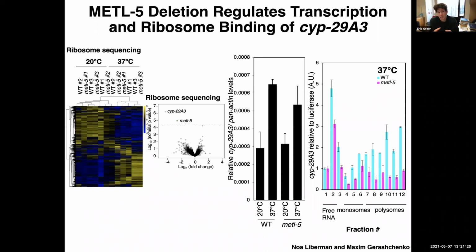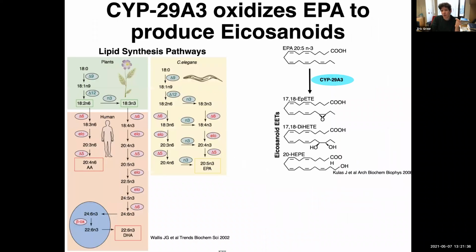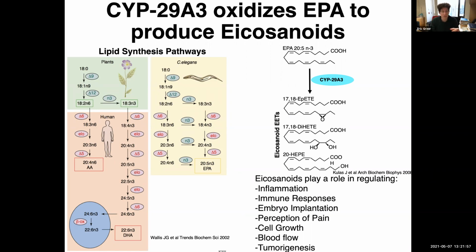And next we wanted to see if CYP29E3 was important for these stress resistance phenotypes which we observed. So first we had to ask, what is CYP29E3? Well, Kulisol had previously demonstrated that this is an enzyme which oxidizes omega-3 and omega-6 polyunsaturated fatty acids to produce these signaling lipids termed eicosanoids. Eicosanoids have primarily been identified in regulating inflammation, but they also play a role in regulating a variety of other phenotypes. And they exist as these lipids which will signal between cells and between organs.